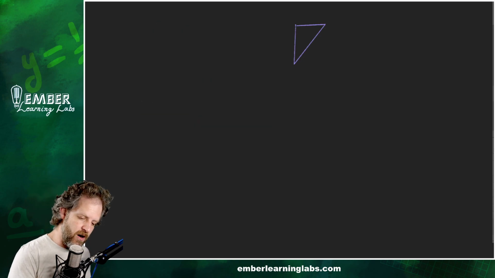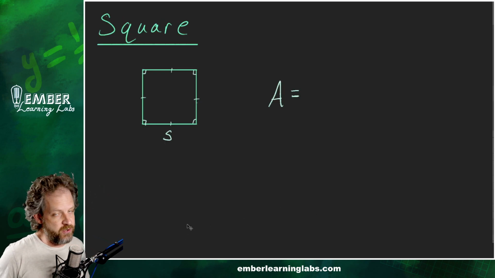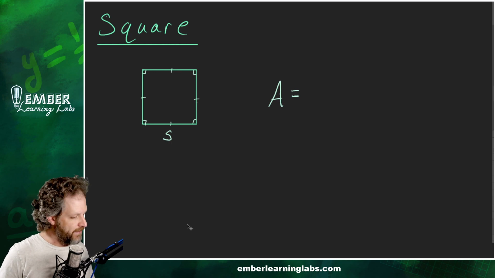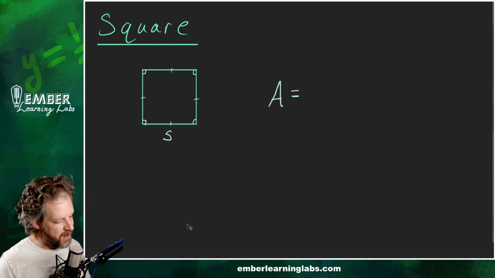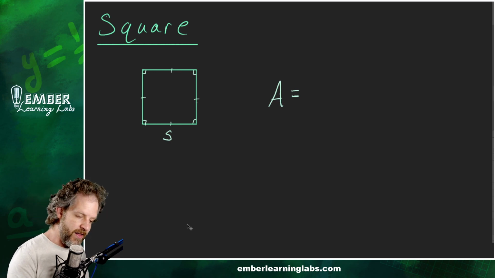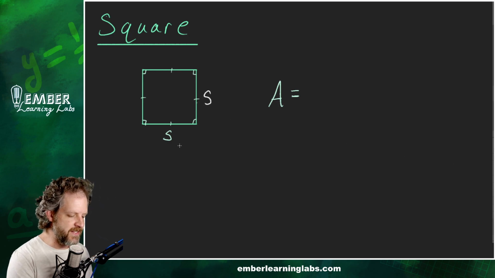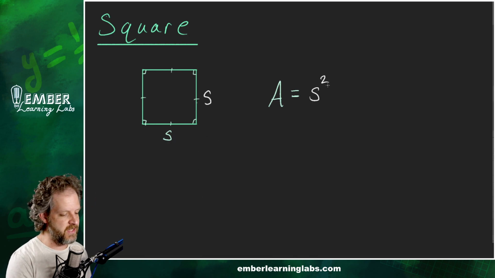Now, moving on to the square. The square is kind of an easy one, right? A square is just a rectangle. Not every rectangle is a square, but every square is a rectangle. Now, how do we find the area of a rectangle? We do length times width. Well, the cool thing about a square is that they're both the same. They are both the same. So we've got side times side, which is side squared. So the formula for area of a square is just one of the sides squared.